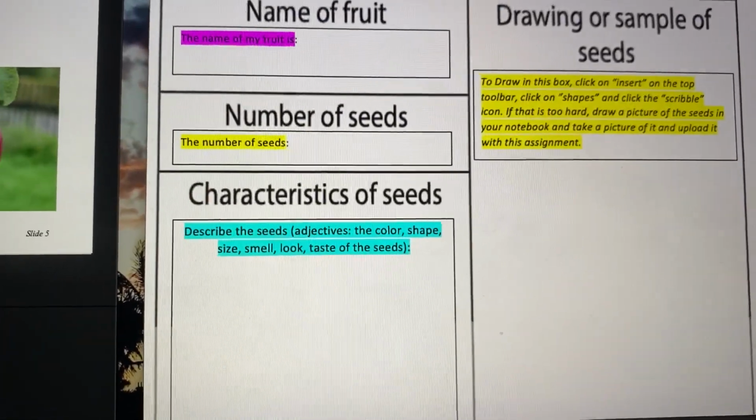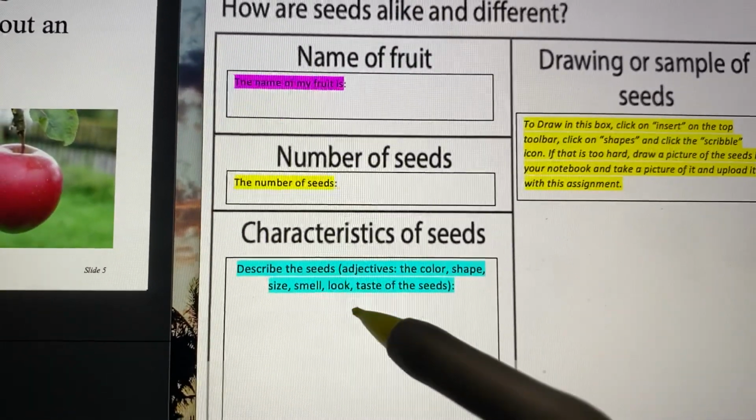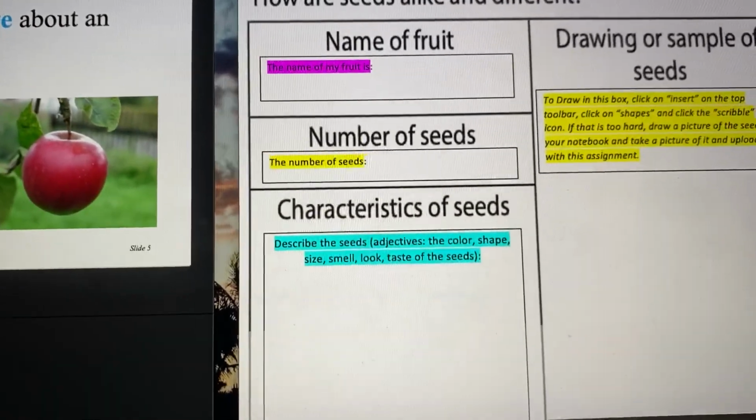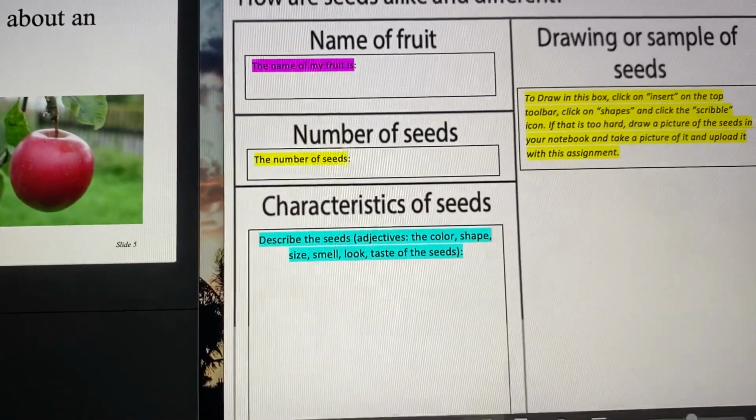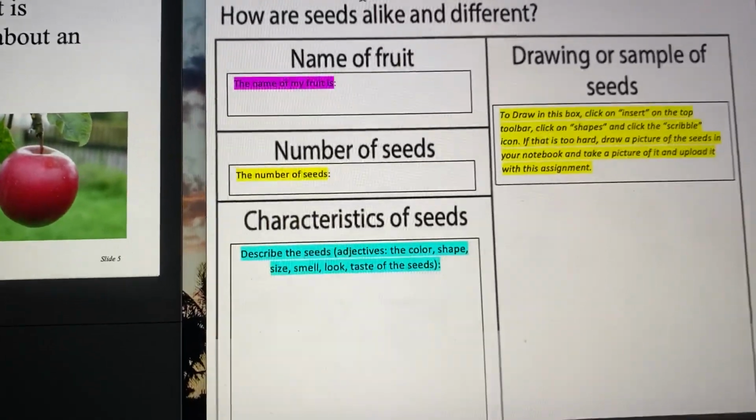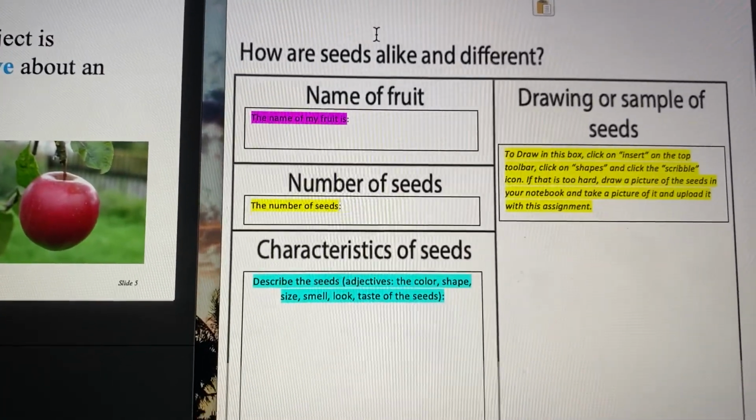So how would you describe the seed? Use your adjectives. Remember the color, the shape, size, smell, look, taste of the seeds. Use your 5 senses, boys and girls. Use your sight, use your taste, use your touch, use your smell. Maybe not hearing, but use your 4 senses if you can.